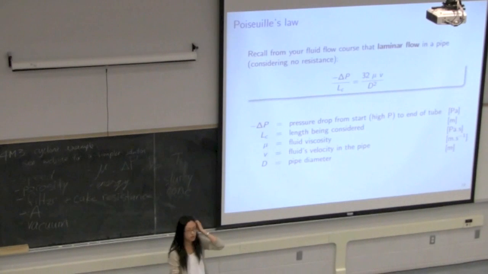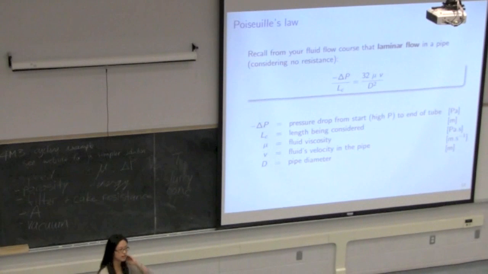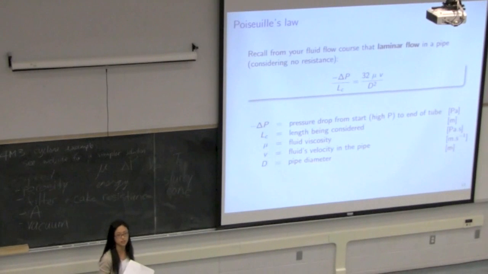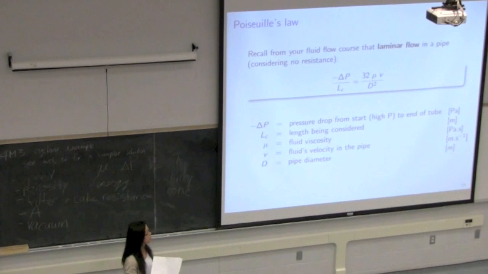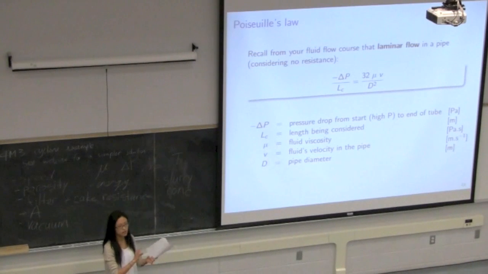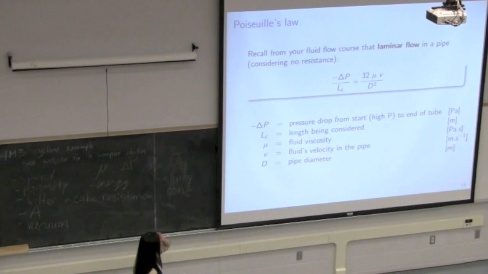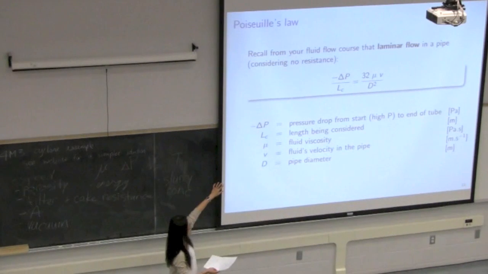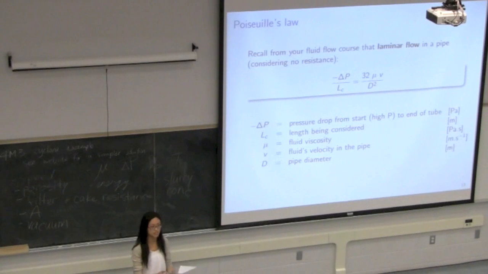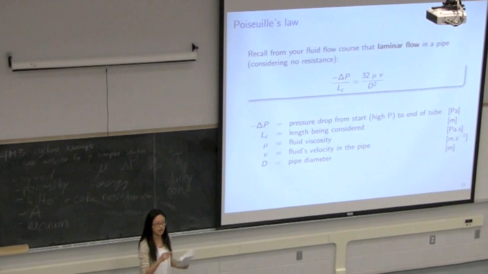So now that we know all of these variables that we want to look at, we want to find a way to determine the pressure drop across the filter. So we start by looking at one of our favorite equations from before, Poiseuille's law. And this is for a laminar flow through a tube. So we've got pressure drop at the top there, and then the length that we're looking at, and our constant, viscosity, velocity, and diameter, right? So we can relate this equation to our situation.